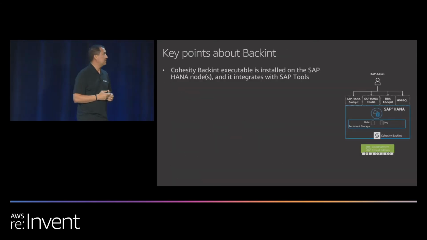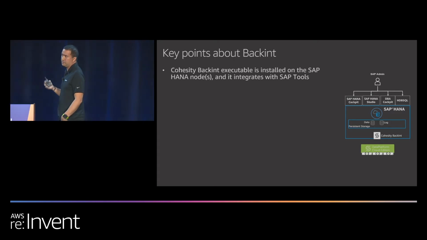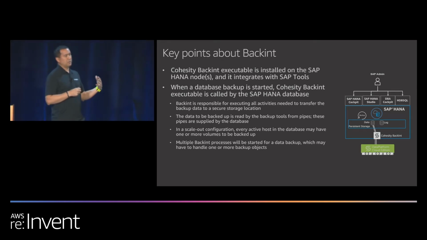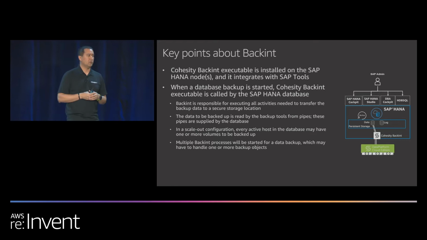So key points about Backint. It's an executable, so you deploy the agent on every node if you're doing a scale out, or on the single node if you're doing a scale up. And then from there, when you initiate a backup, and I'll show that in the demo, it leverages the Backint API in order to do the backup to our cluster.